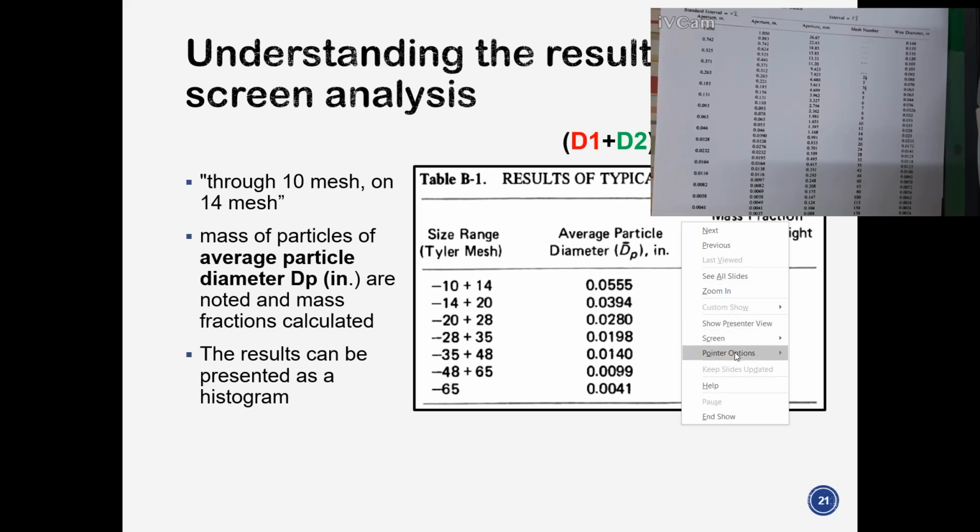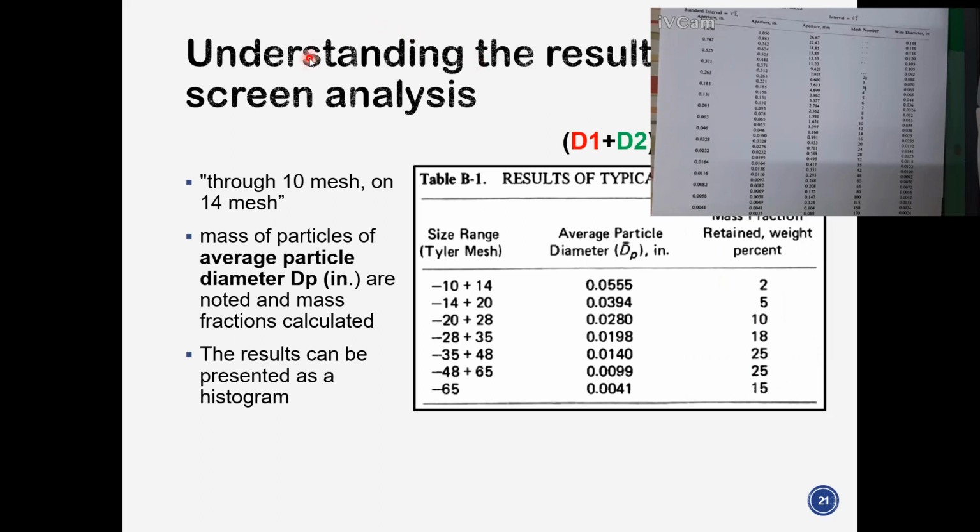So in the last module, we were looking at how to understand the results of such a typical screen analysis, where you are given in the first column the size ranges in the Tyler mesh series format. You are also given another column with the mass fraction for each of the ranges of your Tyler mesh. Notice here that it is size range, which will be important for the next part. If you have any questions about how to analyze this sort of table, then revisit the last module, that is sieve analysis, and then come back to this module.